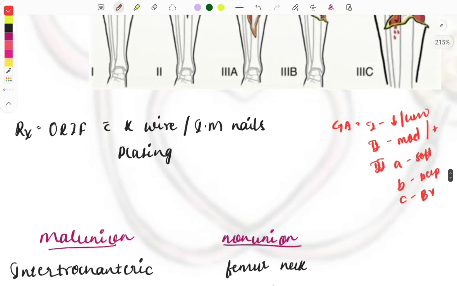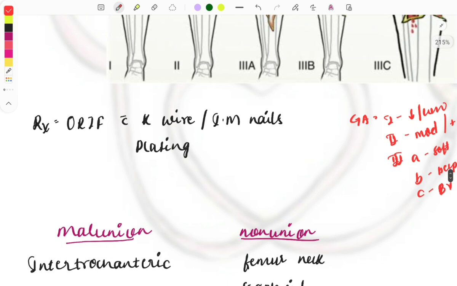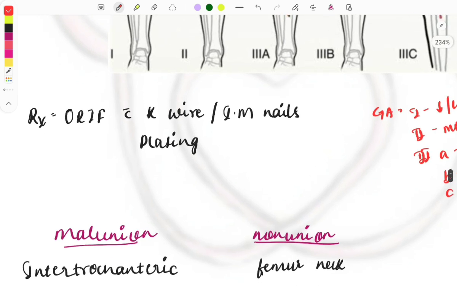Then treatment for this fracture will be open reduction and internal fixation with K-wire or IM nails, and along with that we can also use plating.